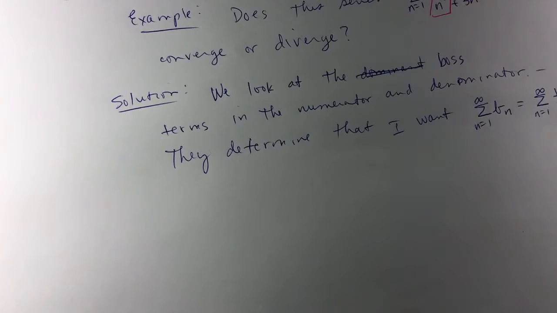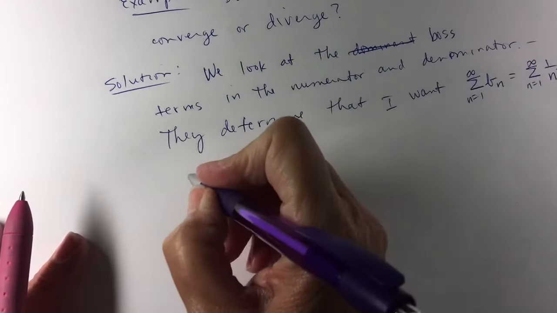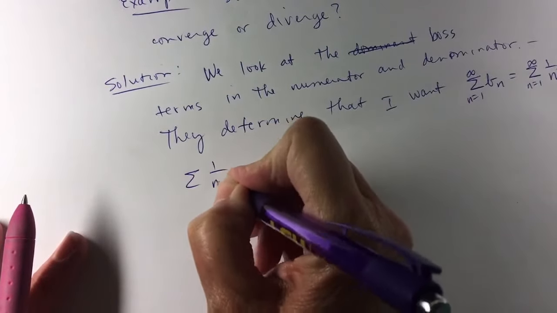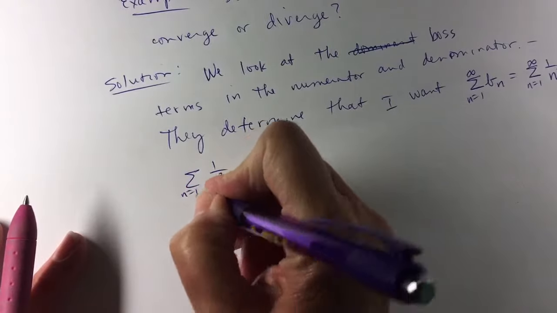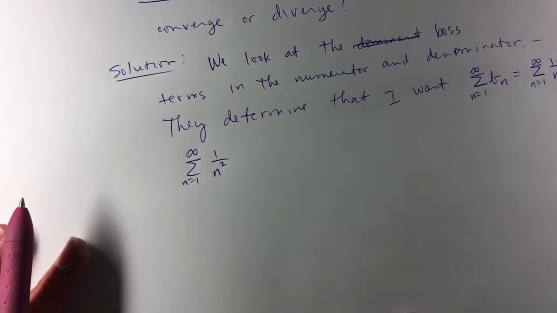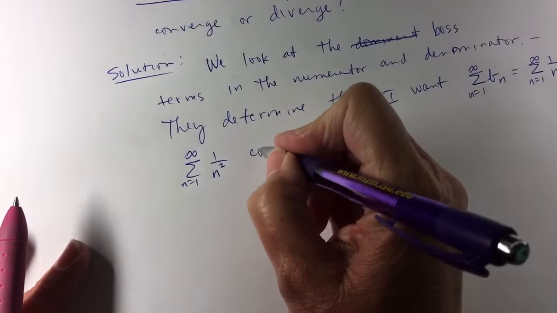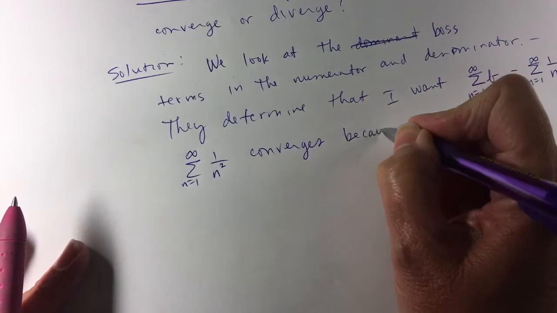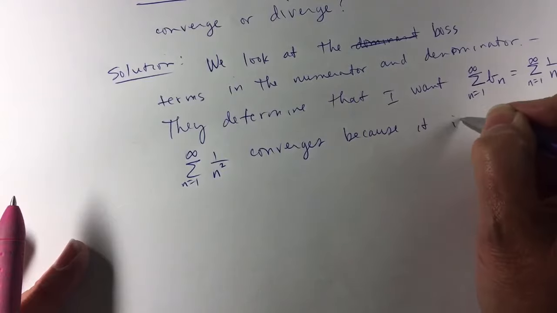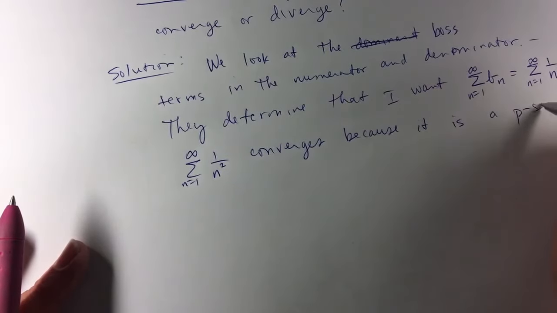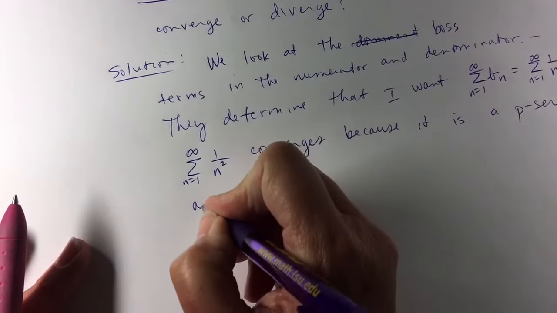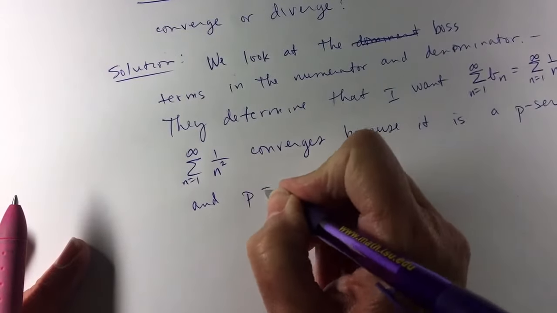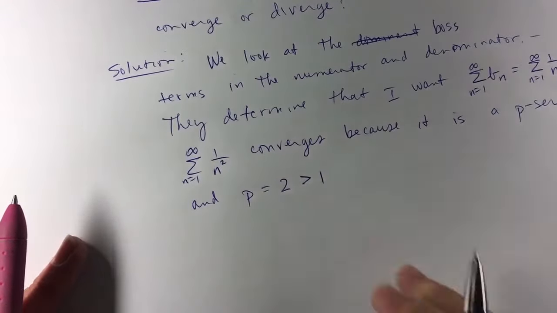It's a P series, and P is 2, which is greater than 1. So the series 1 over n squared, n goes from 1 to infinity, converges because it is a P series and P, which is 2, is greater than 1.